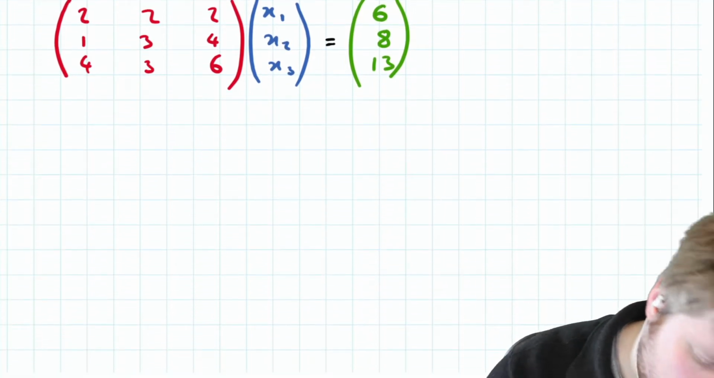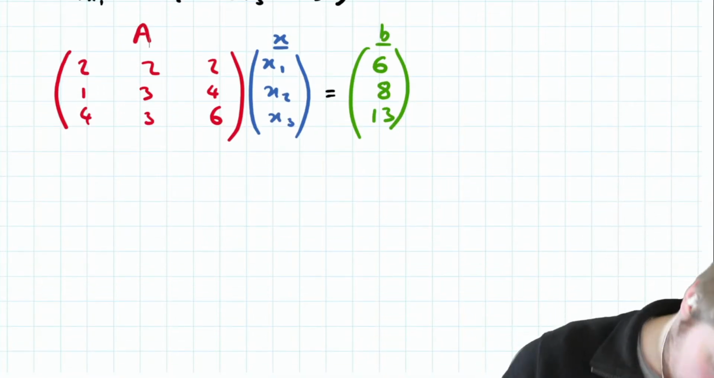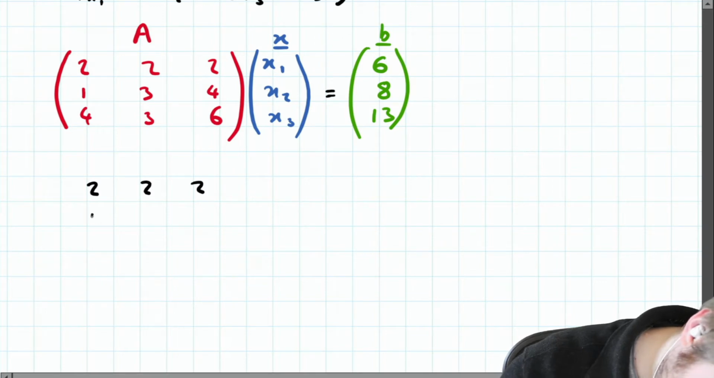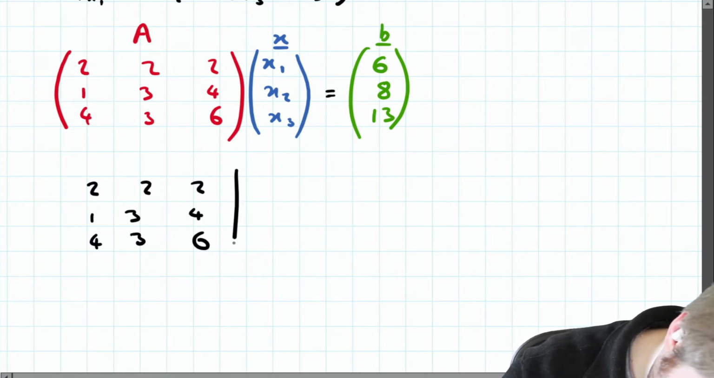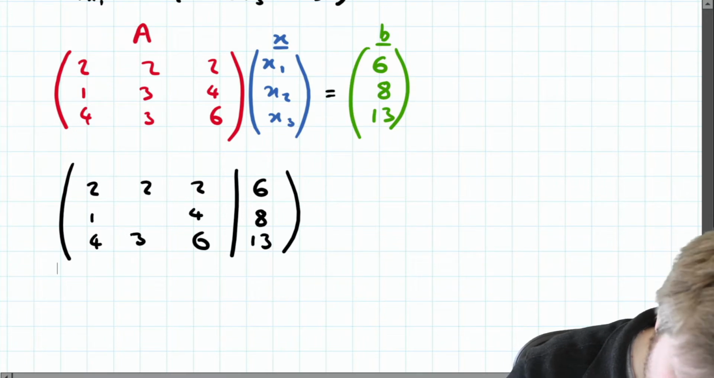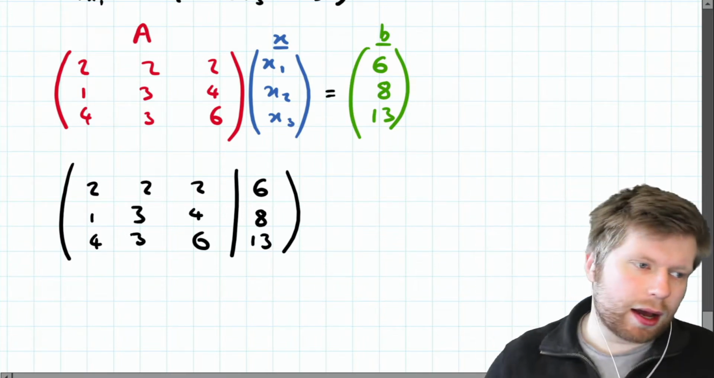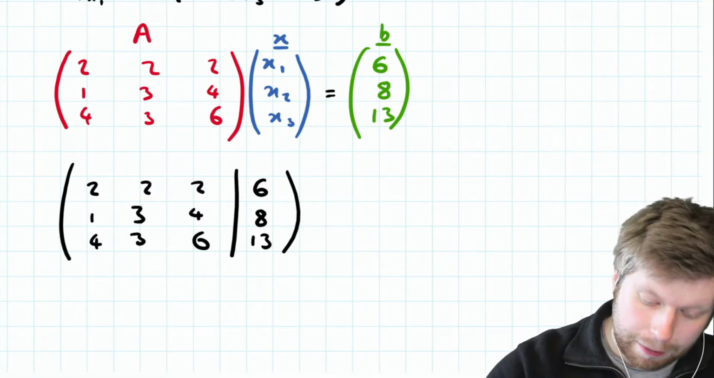So let me write down the matrix which I want to try and solve through Gaussian elimination. So I'll take 2, 2, 2, 1, 3, 4, and 4, 3, 6. So that's exactly the same matrix as before. And I'll put my known values on the right-hand side. Again, remember, you don't have to put this vertical line in. I just do it for the sake of illustration, to show these are my coefficients and these are my known values, but you don't have to do that.